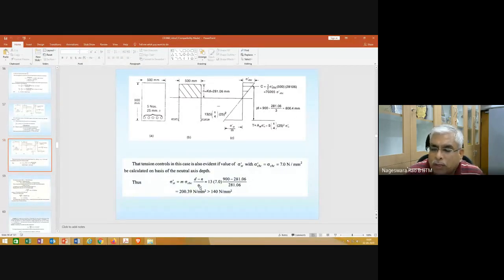You make use of this equation, and if steel reaches its permissible limit first, by the time you come to this stage you will be knowing the neutral axis depth. So you find the corresponding stress in concrete. Or if concrete reaches its permissible limit, taking the permissible stress in concrete, you can back calculate the stress in steel. Any questions?